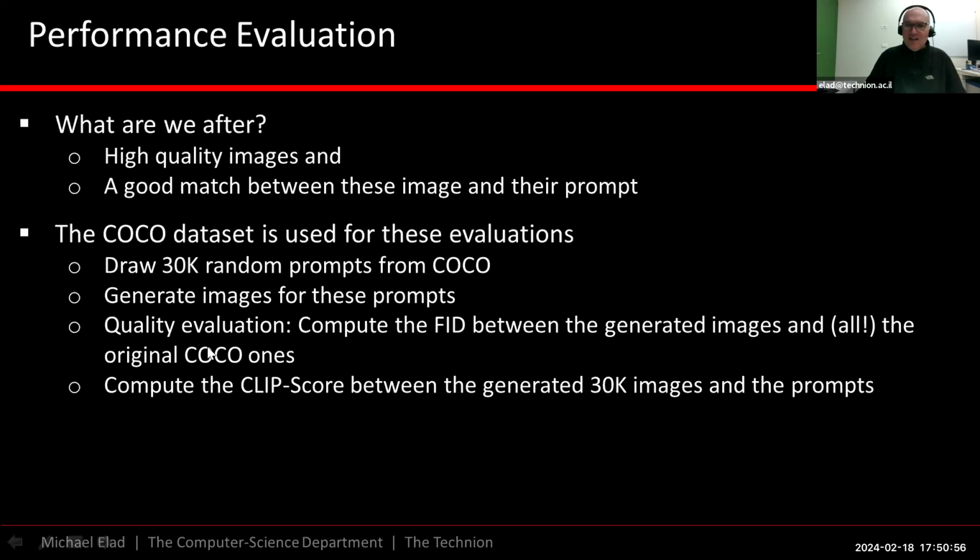For quality, what they did is take those 30,000 generated images versus the true 30,000 images that correspond to the same prompts, created the FID score, and computed the FID. And they did that for themselves and for the competitive methods. For assessing the match to the prompt, they used the CLIP score. So take the prompts, feed them to the CLIP encoder, feed your images to the visual encoder, see what the cosine score between the two vectors looks like, and report it. And this is what they did.